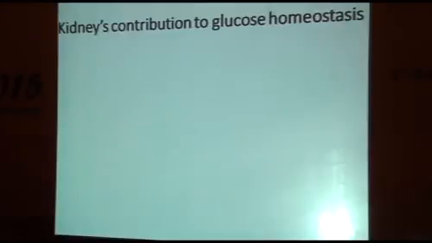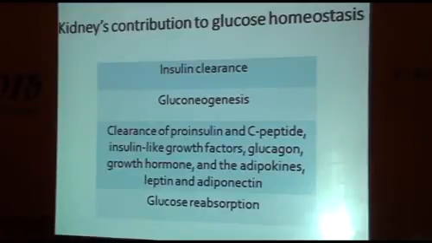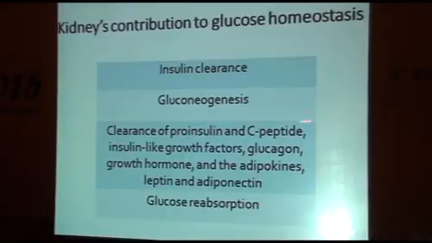If you see what the kidney's contribution to glucose homeostasis is, it controls the clearance of the main hormone, insulin, and also provides for gluconeogenesis. It also controls the clearance of other factors: proinsulin, C-peptide, insulin-like growth factors, glucagon. It also controls the adipokines, the various chemicals which control the inflammatory state, and also controls glucose reabsorption.